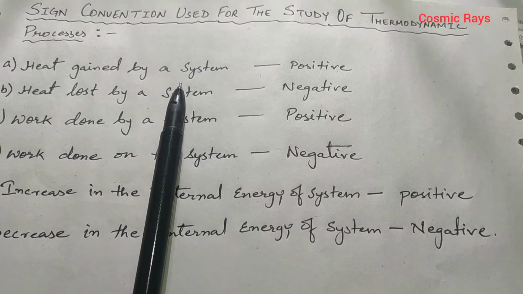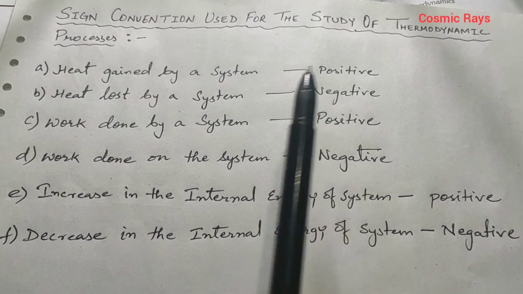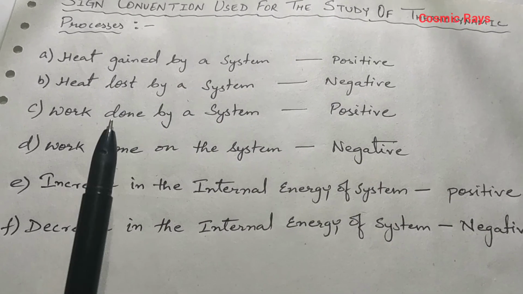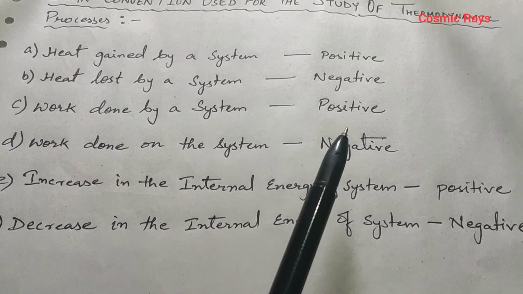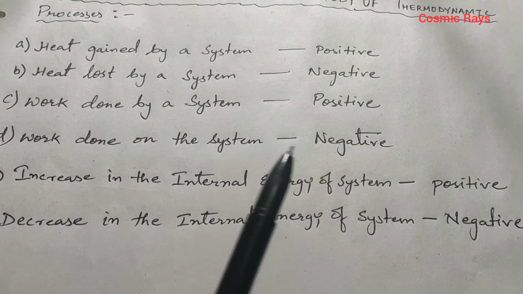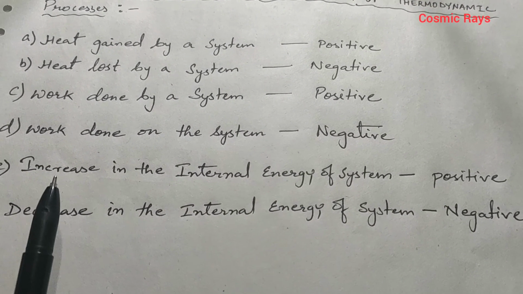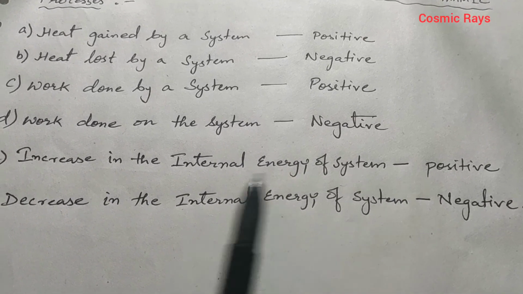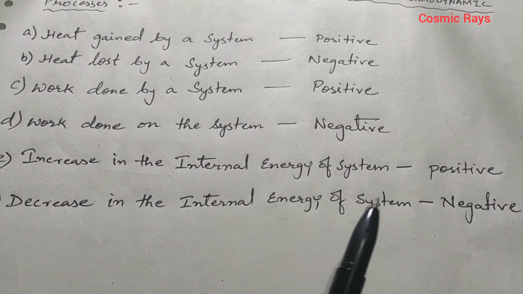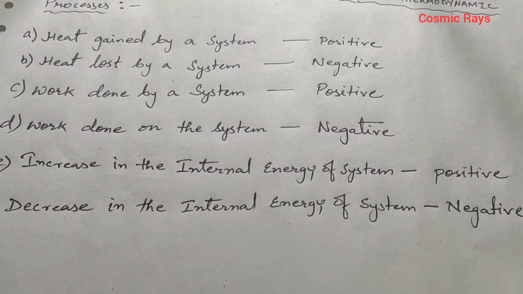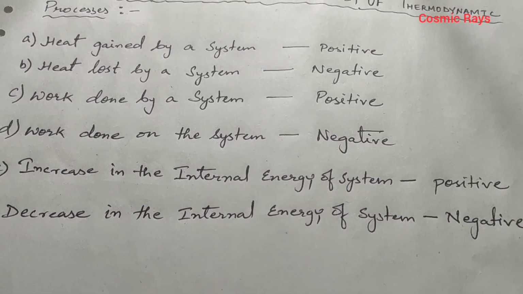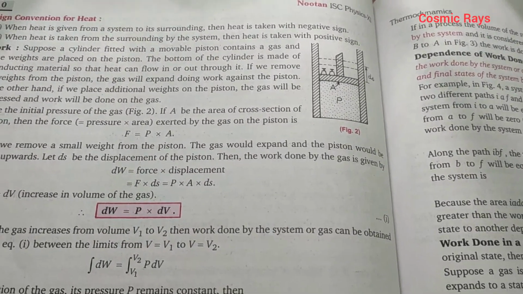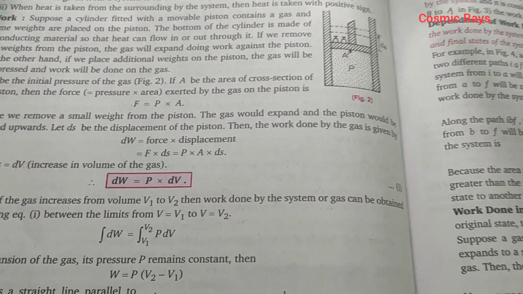Heat gained by the system will be taken as positive. Heat lost by the system is negative. Work done by a system is positive. Work done on the system is negative. Increase in the internal energy of the system is positive, and decrease in the internal energy of the system will be taken as negative. Now, we try to understand what is work in detail, and then we will understand about the internal energy.